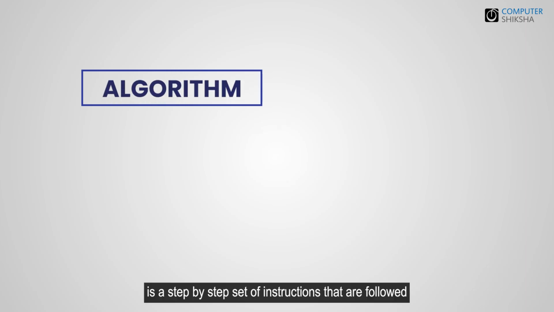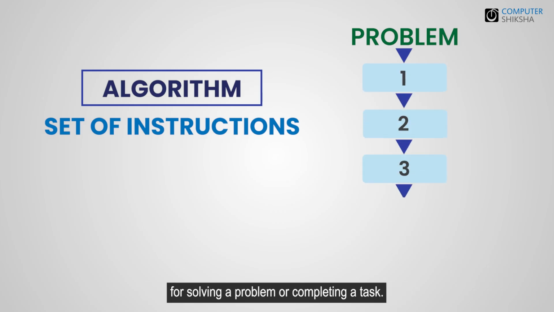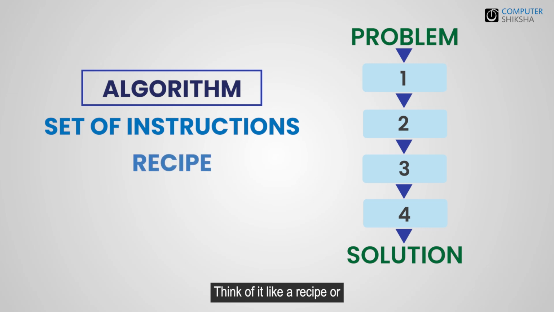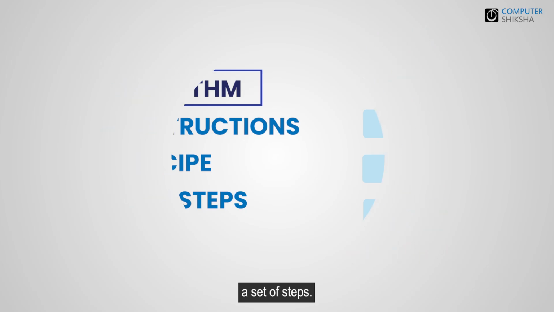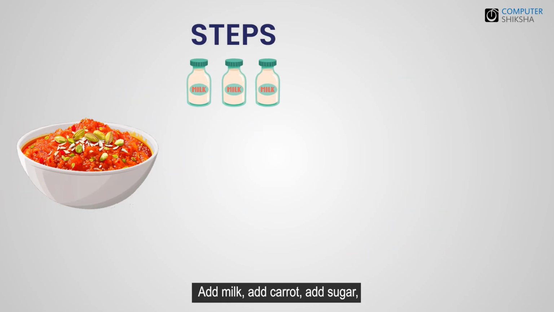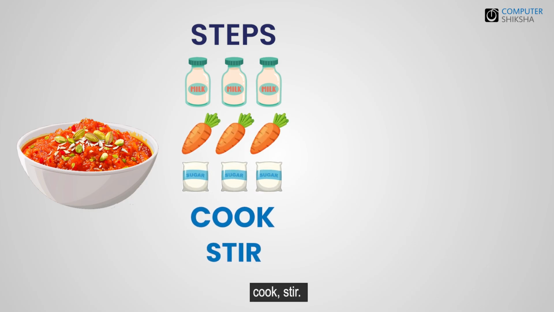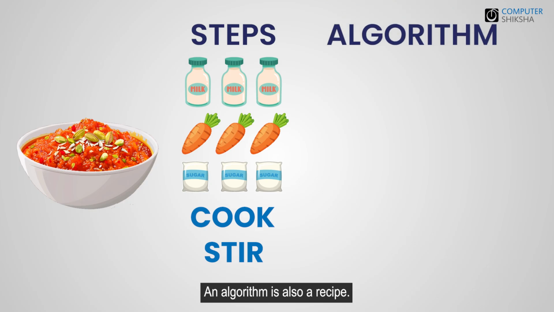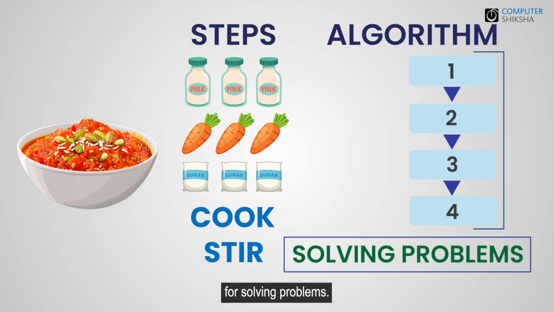An algorithm is a step-by-step set of instructions that are followed for solving a problem or completing a task. Think of it like a recipe or a set of steps. Just like when you make halwa, you follow steps. Add milk, add carrot, add sugar, cook, stir. An algorithm is also a recipe. But in machine learning, instructions are a recipe for solving problems.